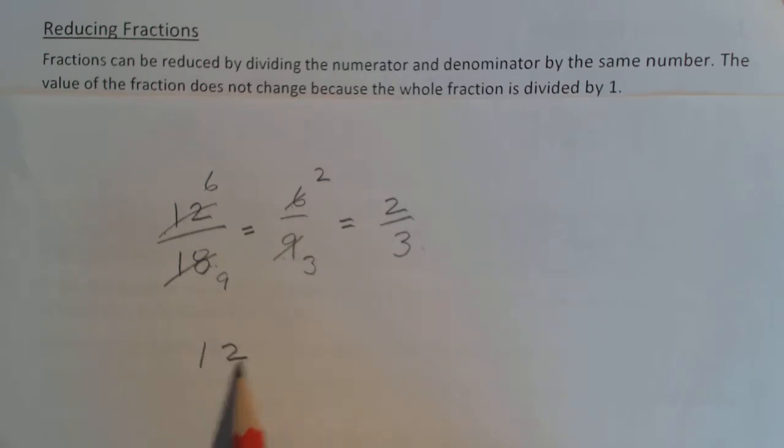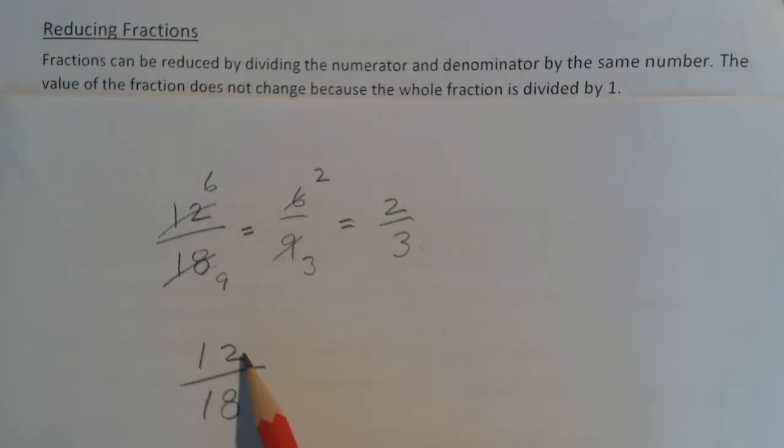What we could have done in one step was find the highest number that divides into the top and bottom. That is, the highest number that divides into 12 and 18. And that number is 6. And I can go 6 into 12, 2 times, 6 into 18, 3 times. And we get immediately our simplified fraction, from there to there, instead of doing 2 steps.